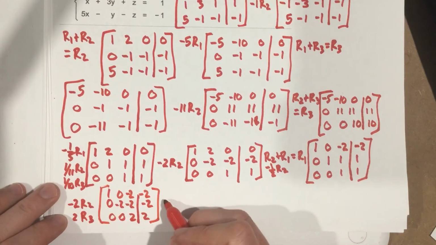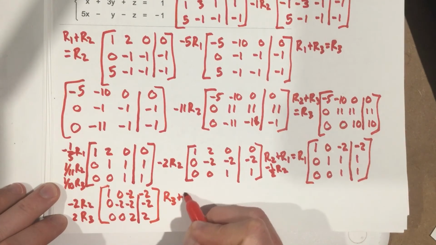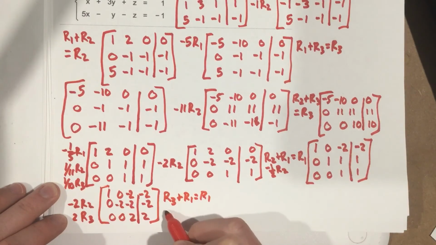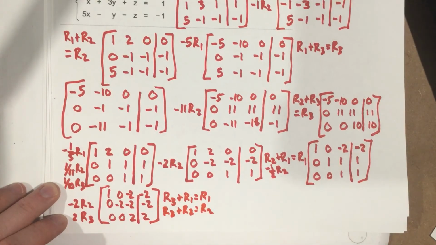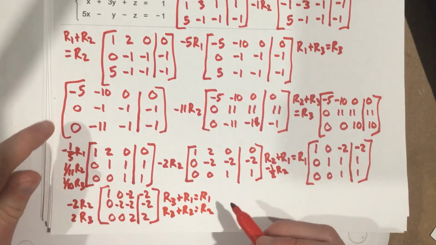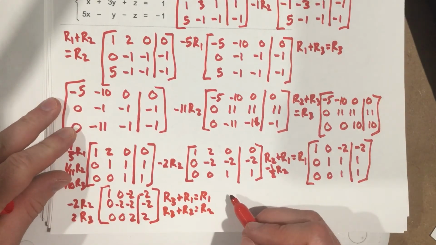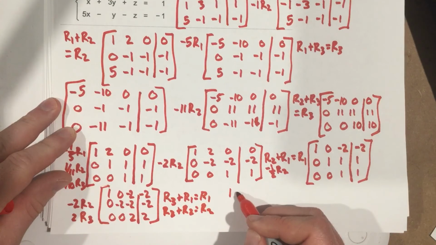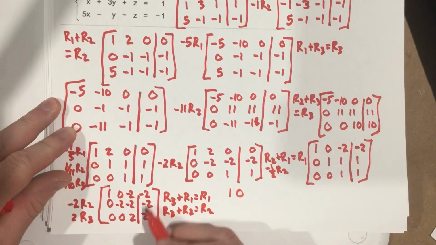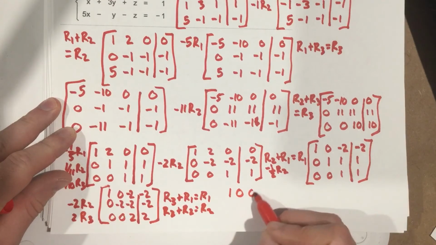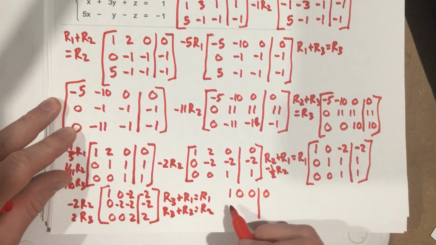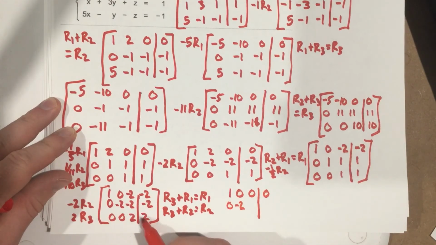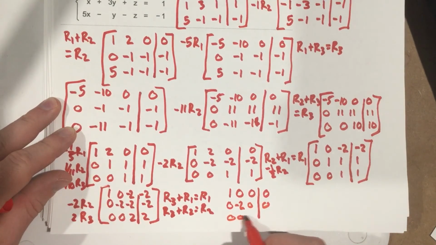Now I'm going to take row 3, add it to row 1, and it'll be row 1. But I'm also going to take row 3, add it to row 2, and it's going to be row 2. So I'm going to kill a couple birds with the same stone. Start with the top. We're going to get 1, 0, this cancels and this cancels, right? 2 and negative 2, so it's 0, 0. We're going to do the same thing with the middle. So it's 0, negative 2, cancel and cancel. And then the bottom row is still 0, 0, 2, 2.